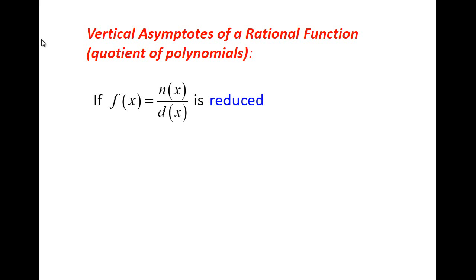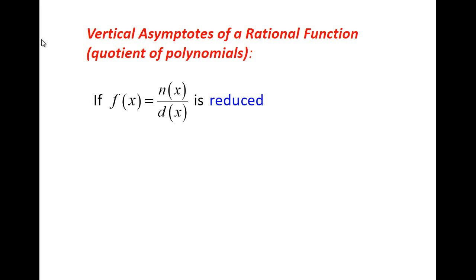What we want to do now is look at the vertical asymptotes of a rational function. So remember, a rational function is a quotient or a ratio of two polynomials. So suppose that f of x is a rational function where the numerator is n of x and the denominator is d of x. N and d are polynomials. Let's say it is in reduced form.